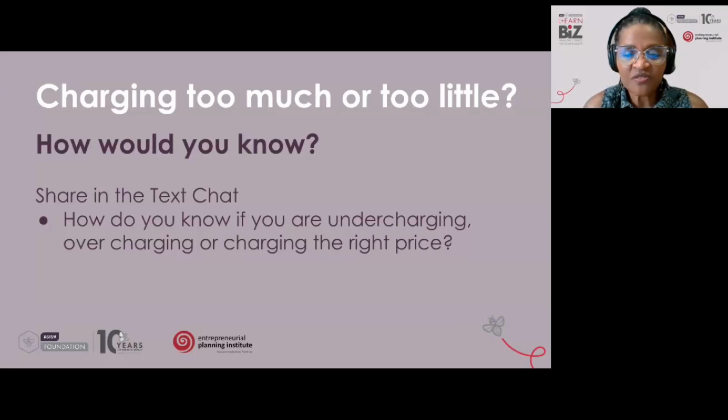Now that we've spoken about so many things, maybe someone wants to put all of us on the chat. How do we know if we're charging sufficiently, or we're overcharging, or our price is just right for your business? So it's individual, just your comment. Am I charging right? How do I know? Am I undercharging? How do I know? How would you know these things? If you can just put your comments on the chat.